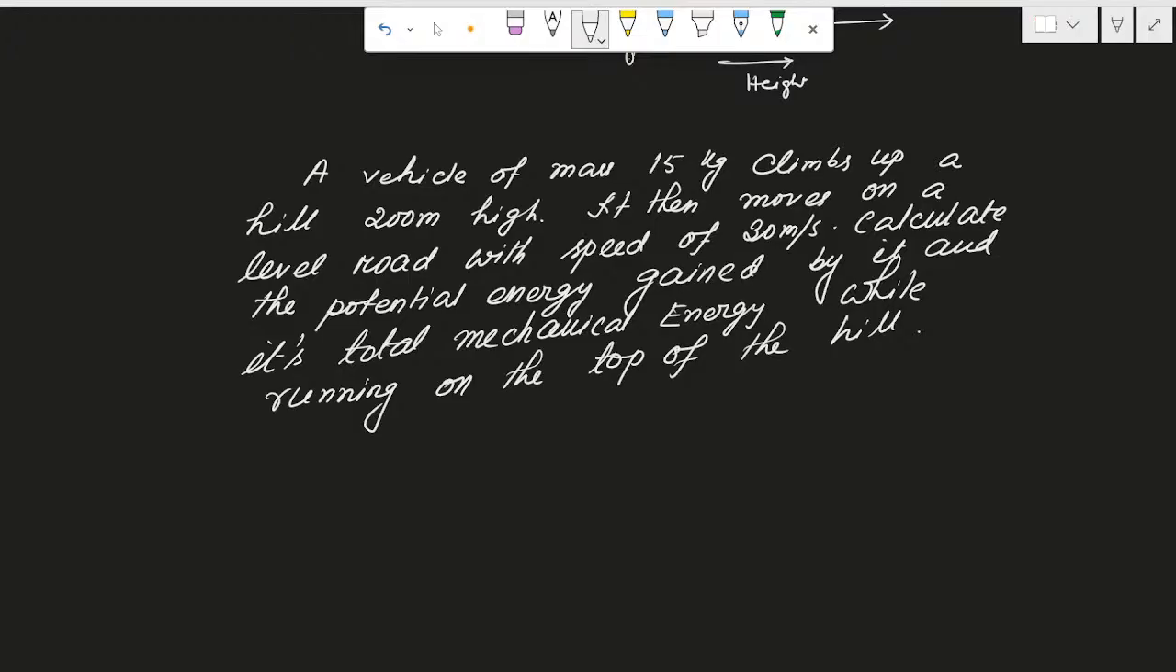Potential energy is, yes, correct. Yes, 15 into g, if you consider 9.8, and height is 200. Yes, that answer is correct. Yes, Oishi. Mechanical energy is, yes, correct. Absolutely correct, because kinetic energy will be half mv square in this case. Just add both of them. That's all.